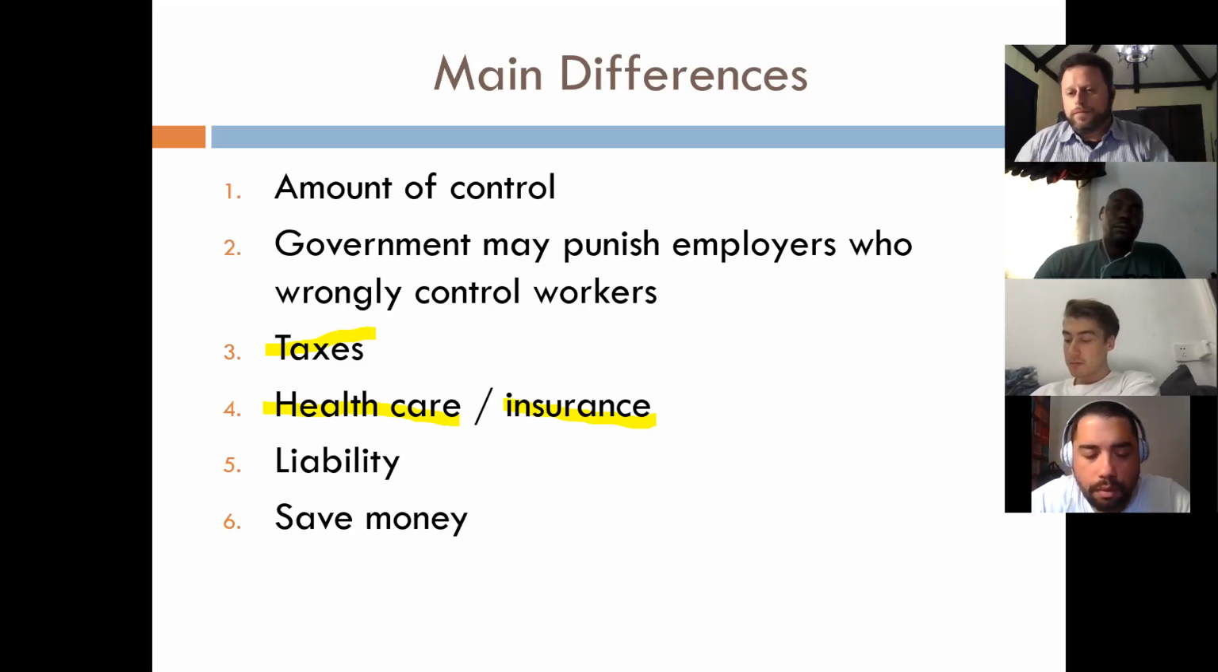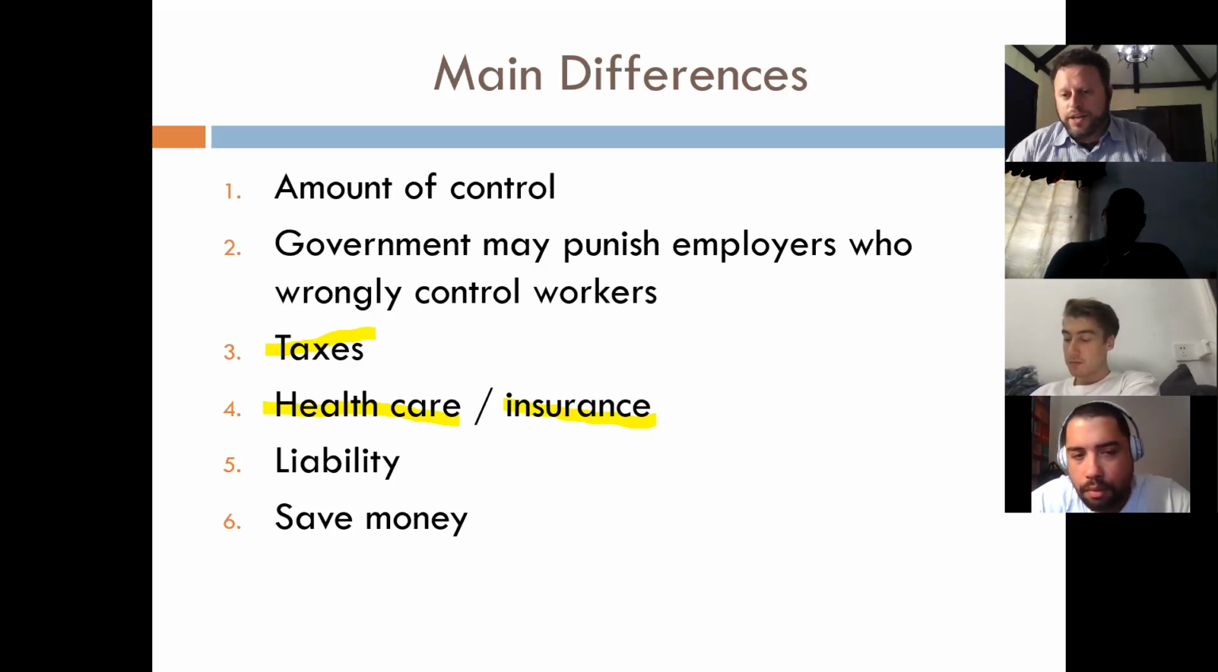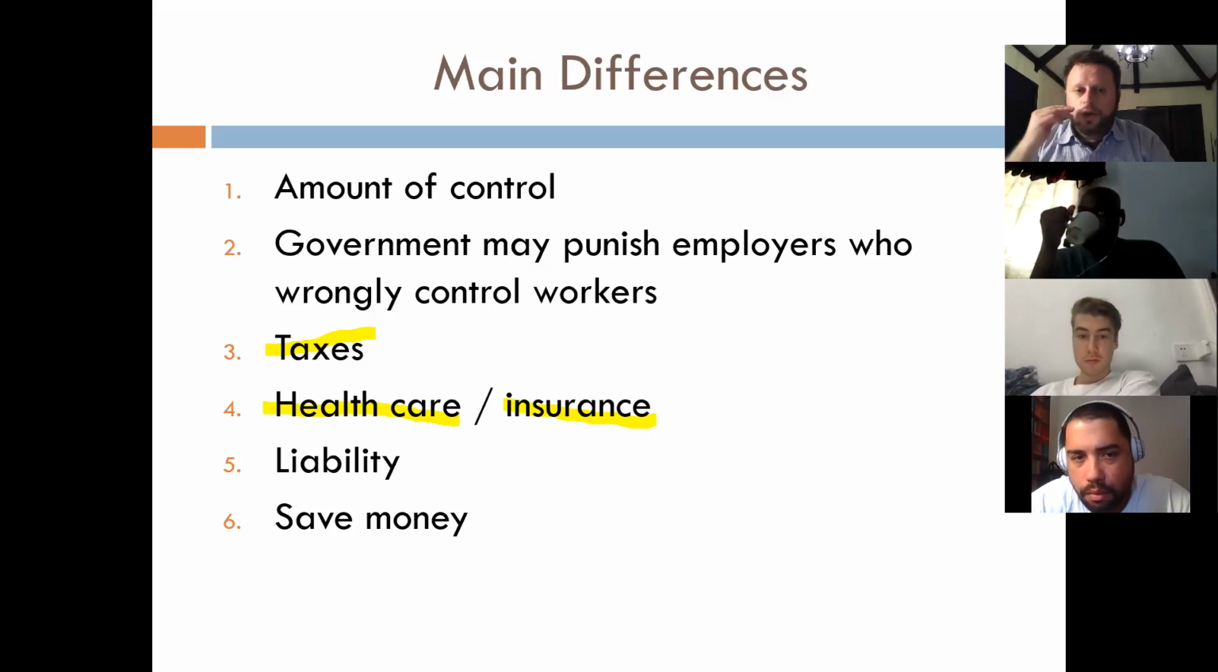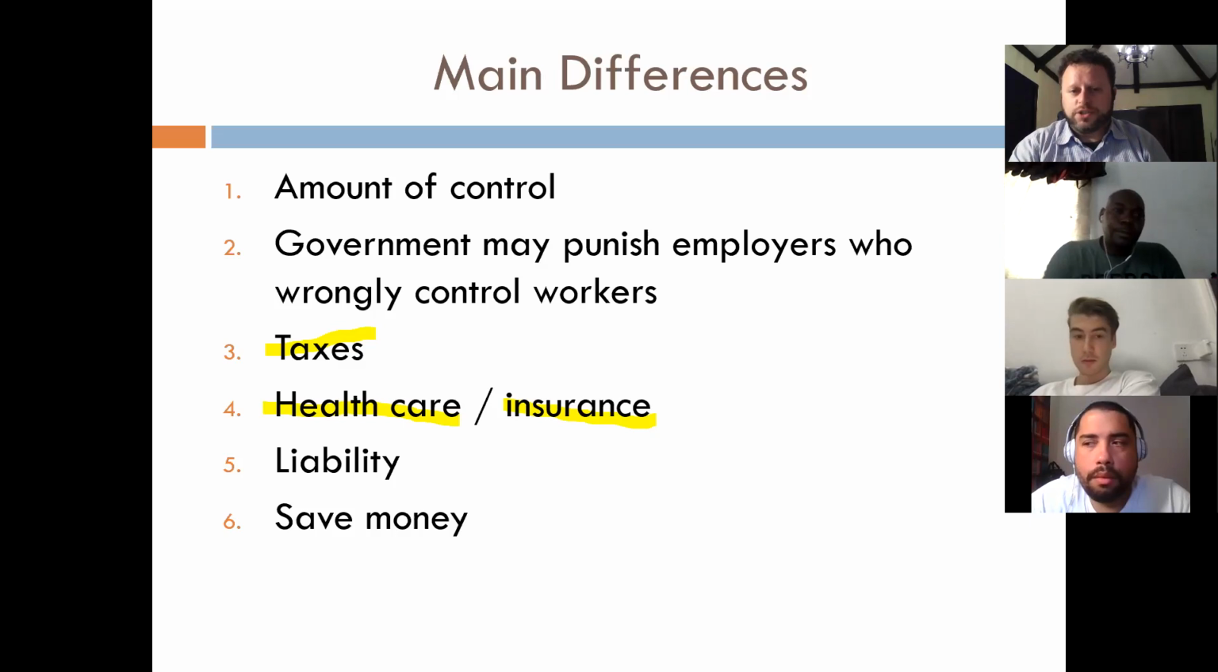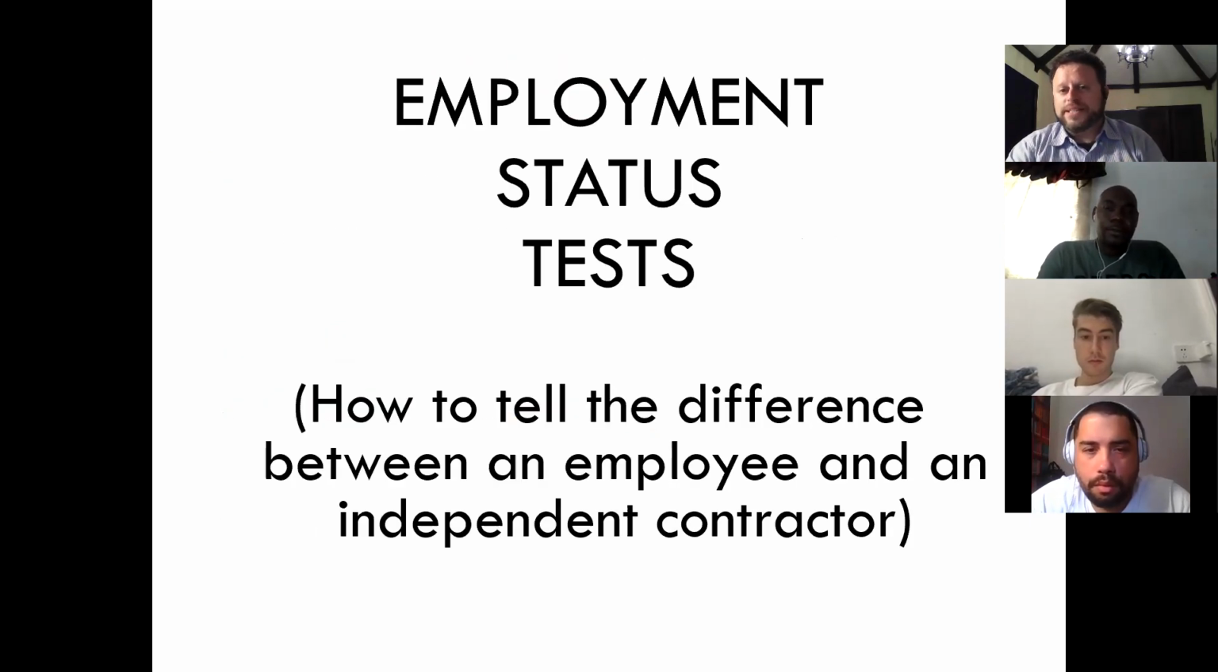Now, how do we know? How do we know if someone is an employee or not? So we said that there's this idea of control. That was the first test. We call these the employment status tests, how to tell the difference between an employee and an independent contractor.